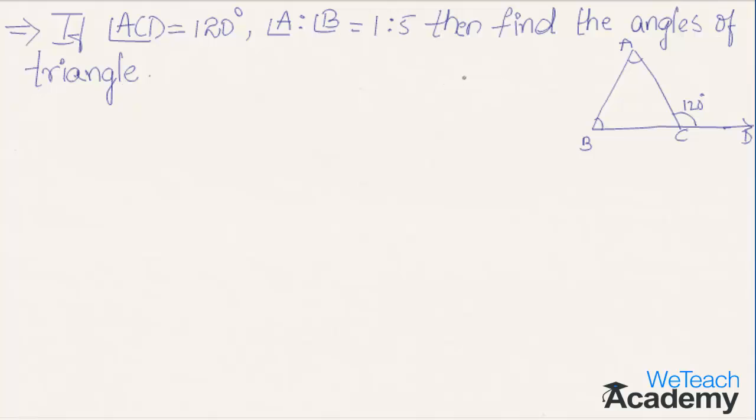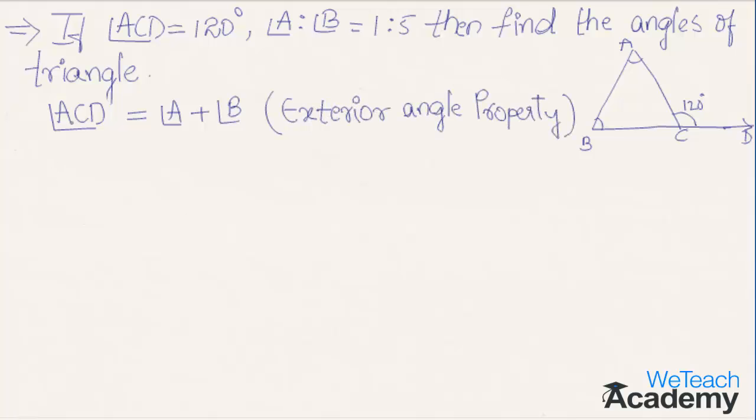Here angle ACD is equal to 120 degrees in the figure and angles A and B, which are nothing but interior opposite angles, are in the ratio 1:5. As we know, angle ACD is equal to angle A plus angle B. That is nothing but the exterior angle is equal to the sum of the interior opposite angles, which is normally called the exterior angle property.